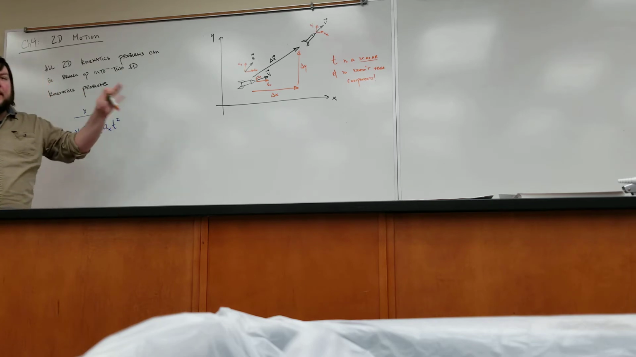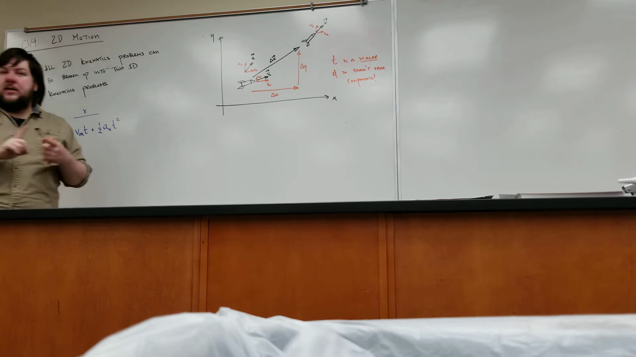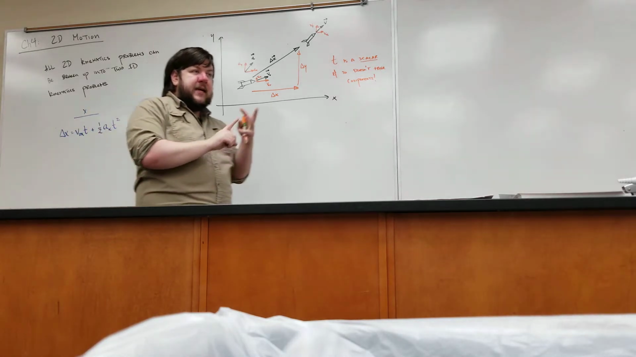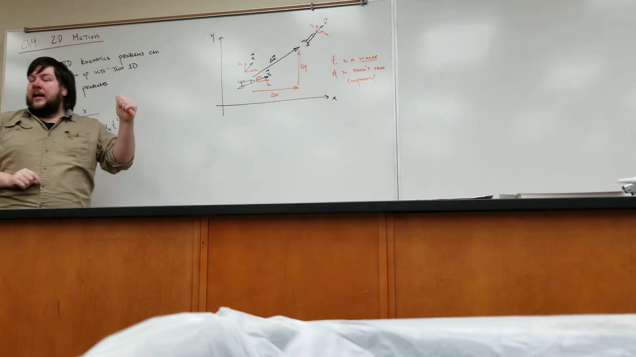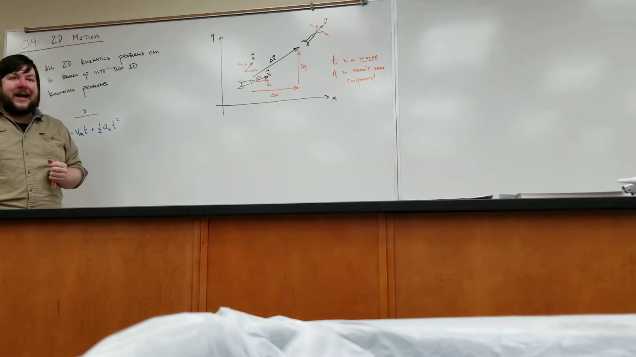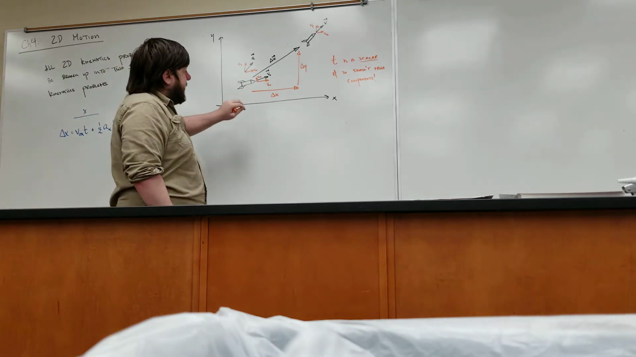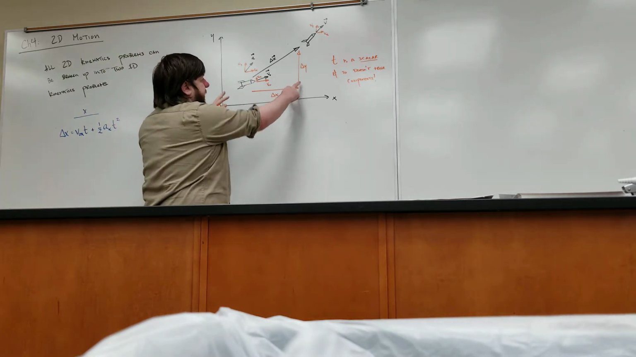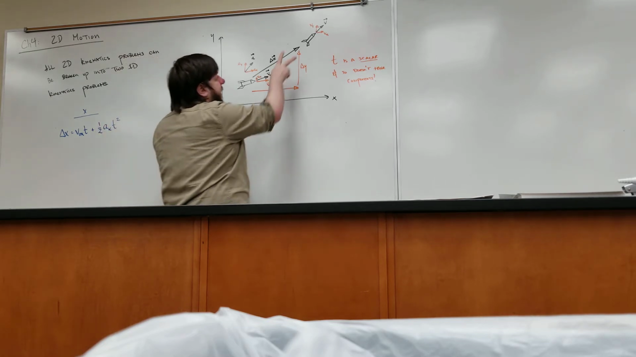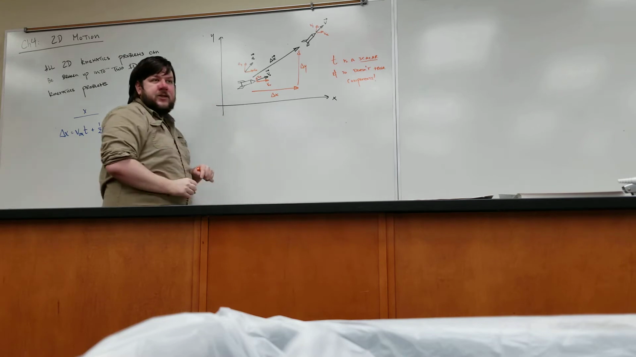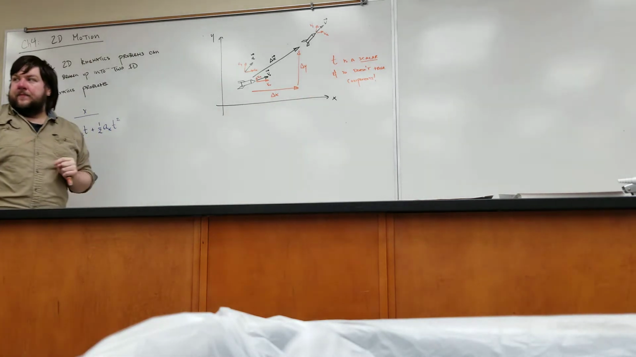In a one-dimensional kinematics problem, we had 5 variables: displacement, initial velocity, final velocity, acceleration, and time. In a two-dimensional problem, we have 9 variables. We have 2 initial velocities, we have 2 displacements, we have 2 accelerations, we have 2 final velocities, so that's 8, and then 1 time. Okay?